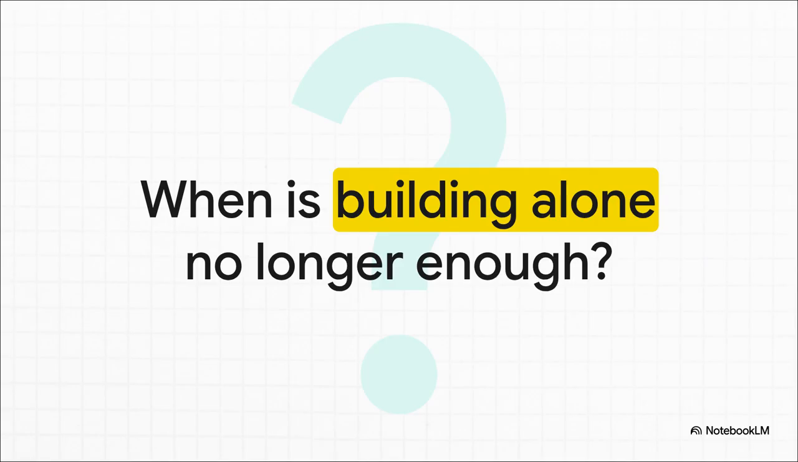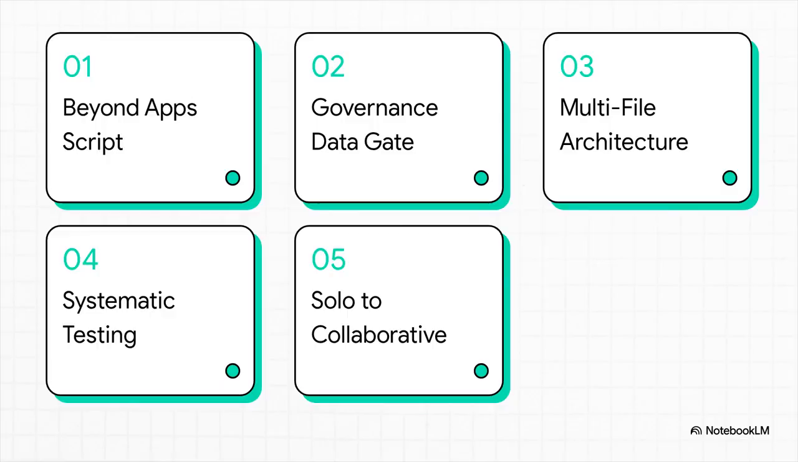Look, building by yourself is incredibly empowering, no doubt about it. But true professional maturity, that's knowing exactly where the boundaries of your current sandbox actually are. It's knowing exactly what to do when your ambitions mean you need to stop building a backyard shed and start building a skyscraper. So here's our blueprint for scaling up today. We're going to define the AppScript ceiling, pass through the governance data gate, organize some multi-file architecture, tackle systematic testing, and finally, look at moving from solo to collaborative builds. Let's get right into it.